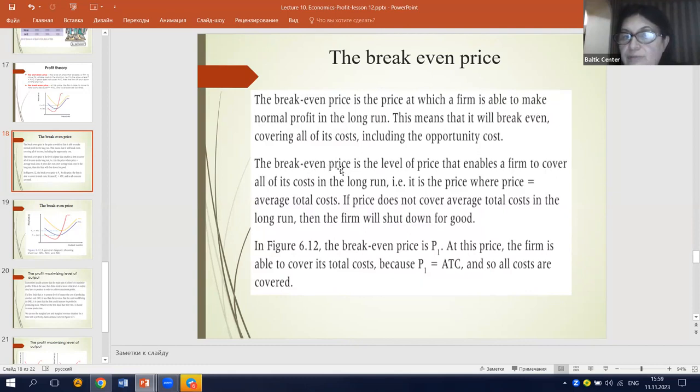The break-even price is a level of price that enables a company to cover all of its costs in the long run. So it is a price where price is equal to average total cost. And if the price does not cover average total cost in the long run, then the company will shut down for good.